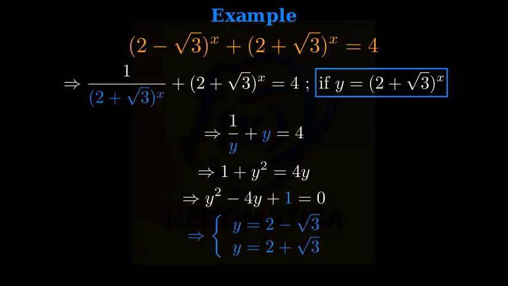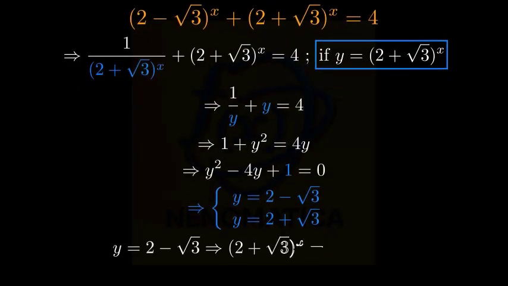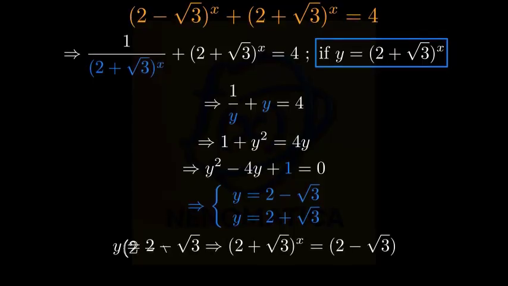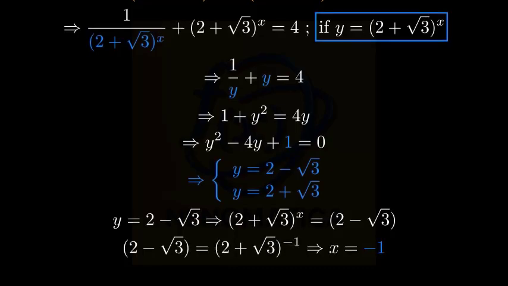Now, we need to find the values of x by substituting our y values back into our original substitution. For the first case, when y equals 2 minus square root of 3, we have (2 plus square root of 3) to the power of x equals 2 minus square root of 3. We can observe that 2 minus square root of 3 is the reciprocal of 2 plus square root of 3, which means (2 plus square root of 3) to the power of -1.